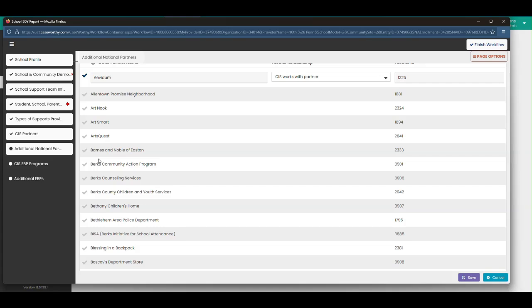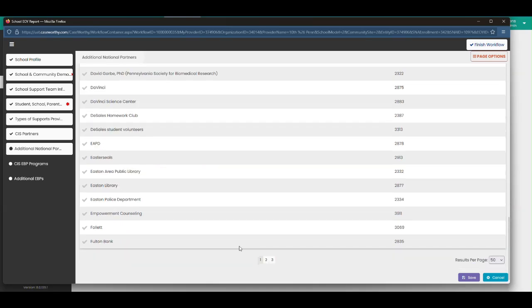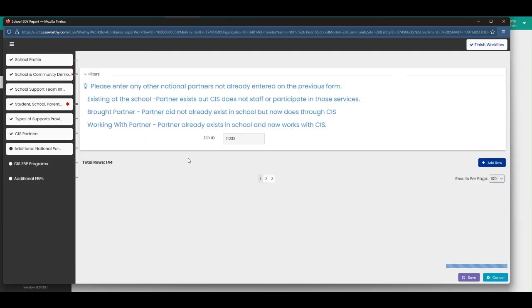These also include local partners that we have in here. So go through this list in detail and confirm. You'll see there's 3 pages down at the bottom. So you can either select between the pages or refresh it to load 100.